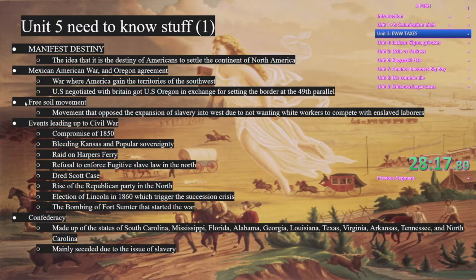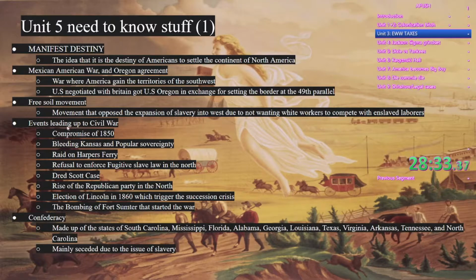Now, for slavery, you had the Free Soil Movement, which basically opposed the expansion of slavery in the West. Now, these people really didn't care about black slaves. They mainly did not want to compete with enslaved laborers.